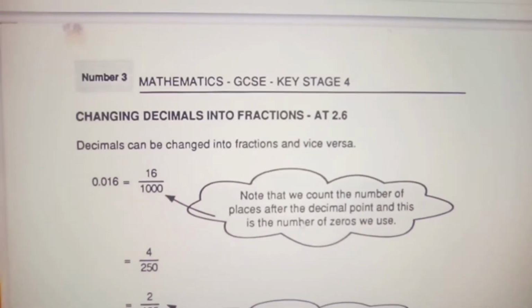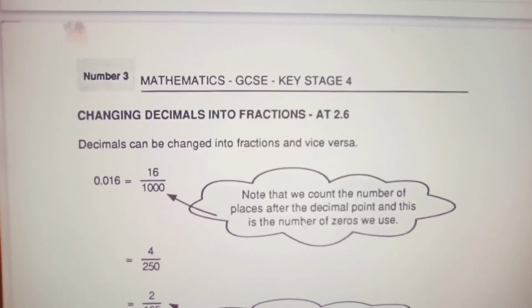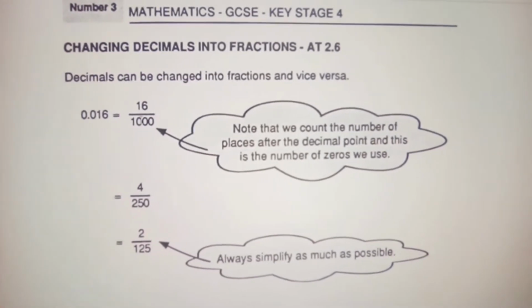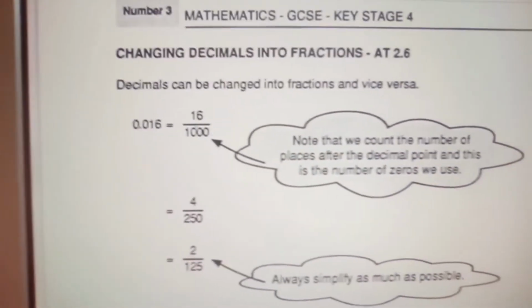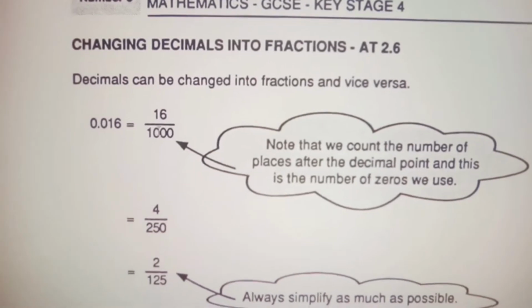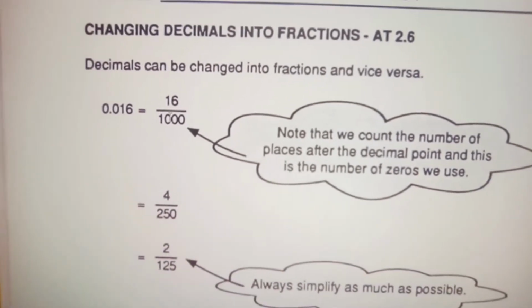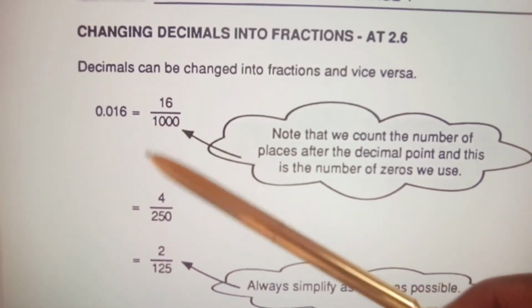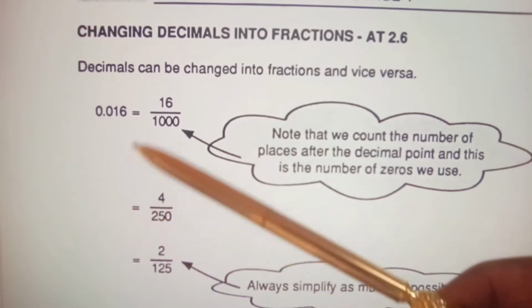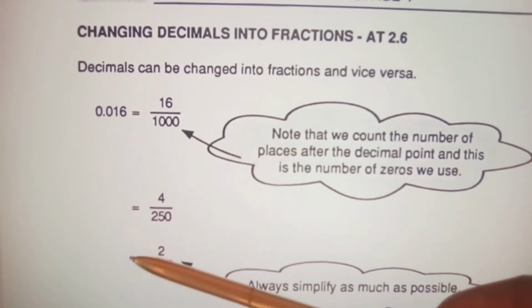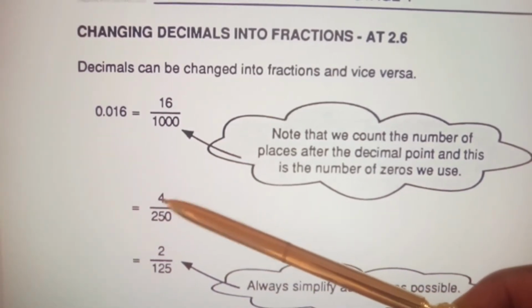Now we can bring this down further, and we can simplify this further. How are we going to simplify it? Let's look at this. How did we get from 16 over 1000 to 4 over 250? 16 over 1000 equals 4 over 250 equals 2 over 125. How did we get to 4 over 250?